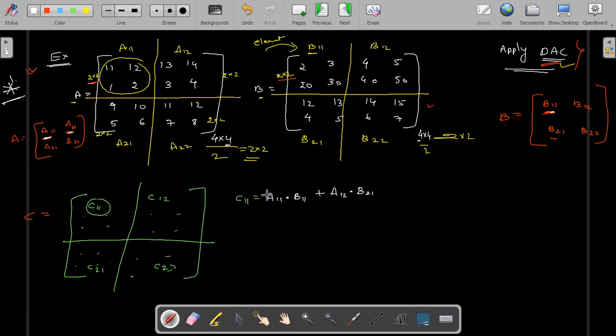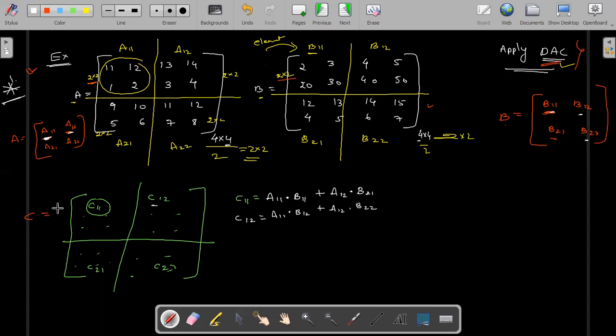So this is for C11. To get the C12, that one also I am writing. See here, C12: A11 into B12, plus again A12 into B22. Correct? Understood everyone?